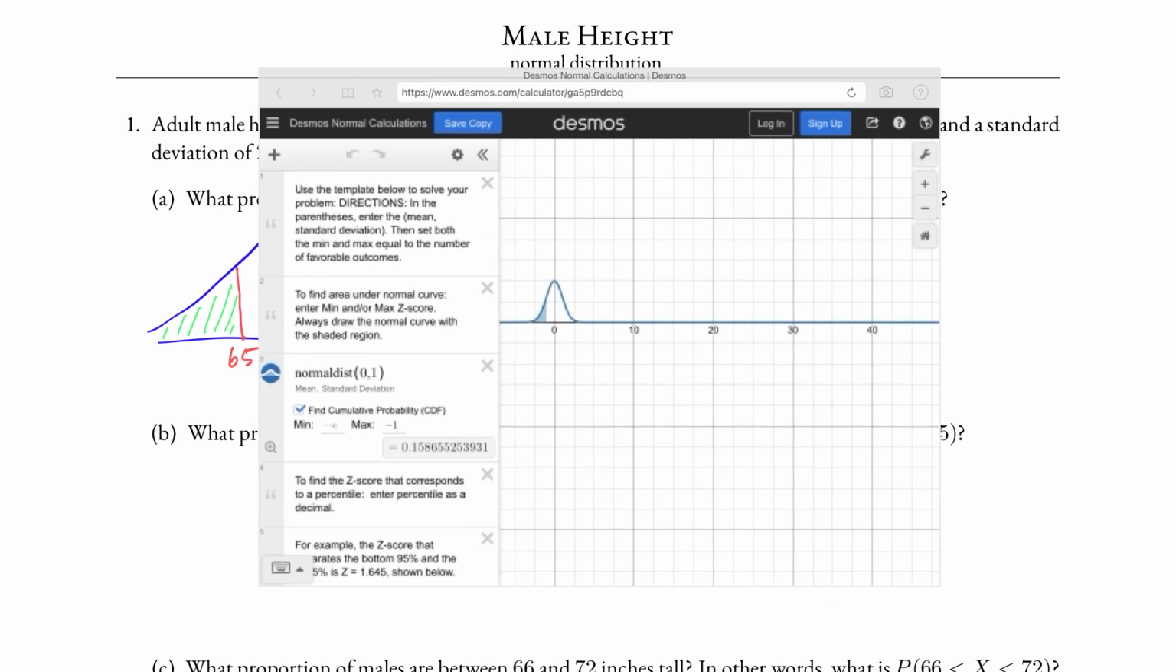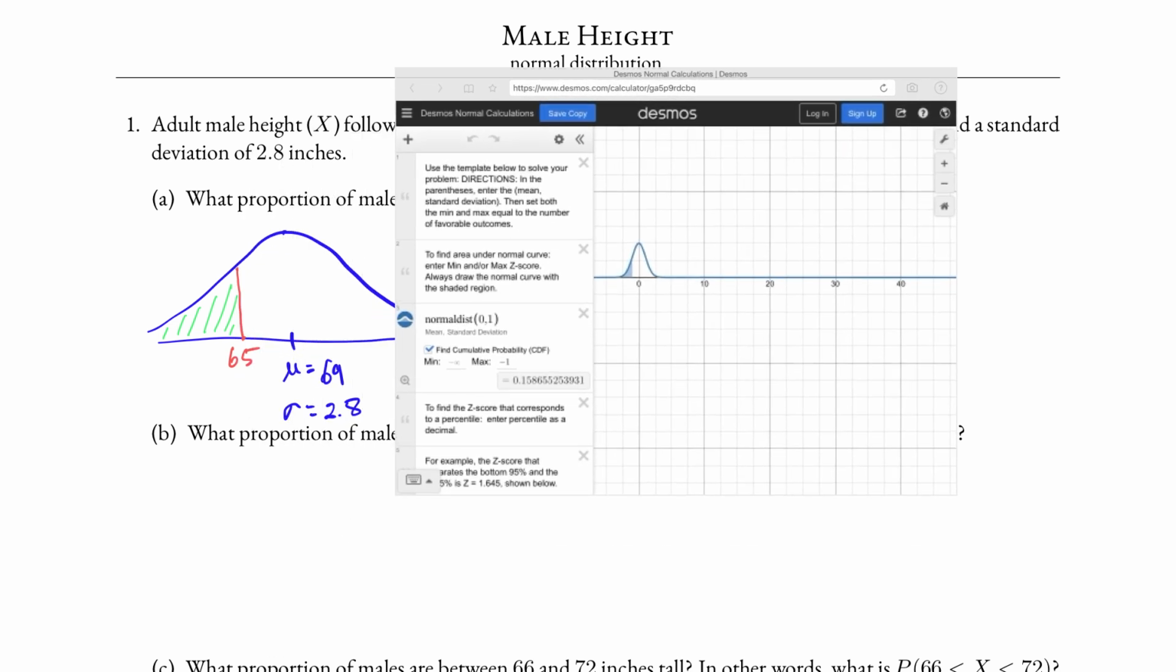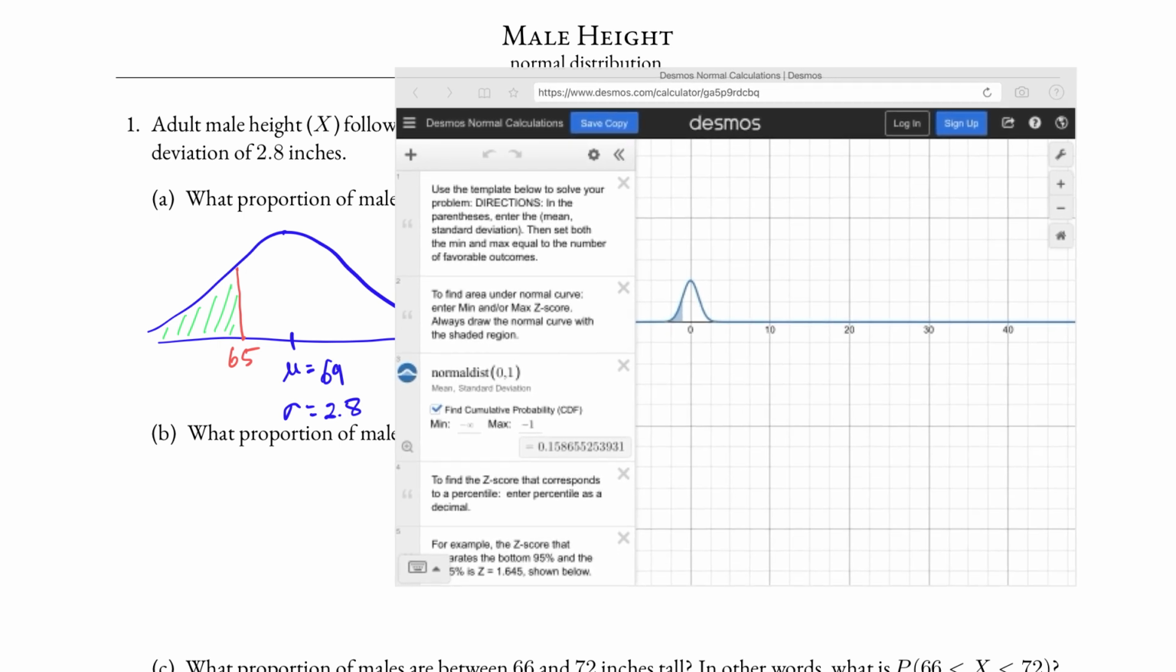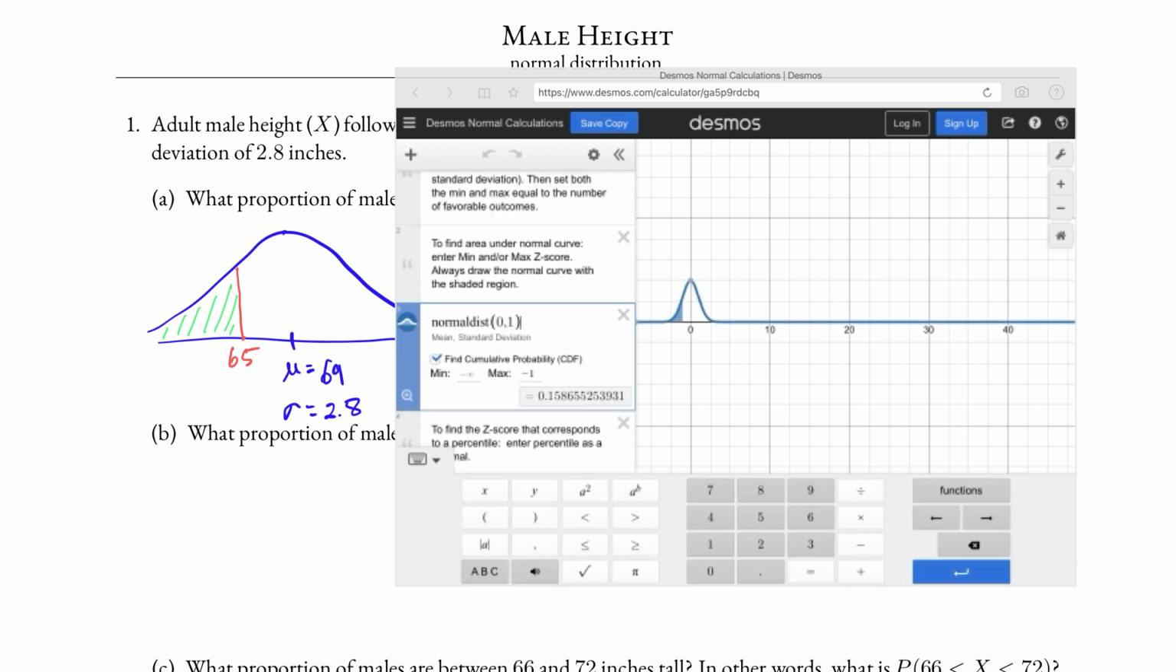There are many calculators that can compute this probability. We will use the Desmos normal calculator. In this case, to find the probability, we use normal dist with the mean, comma, the standard deviation by default. The standard normal distribution is given with the mean of 0 and the standard deviation of 1.